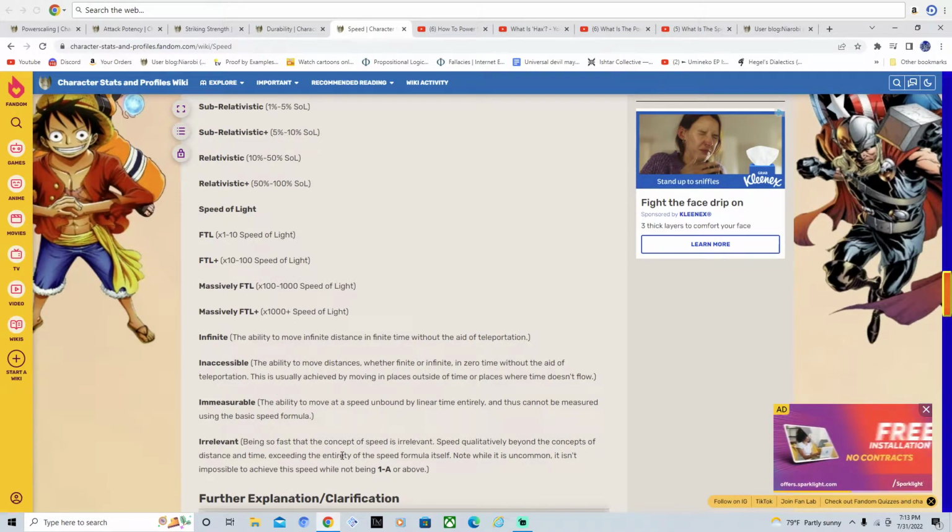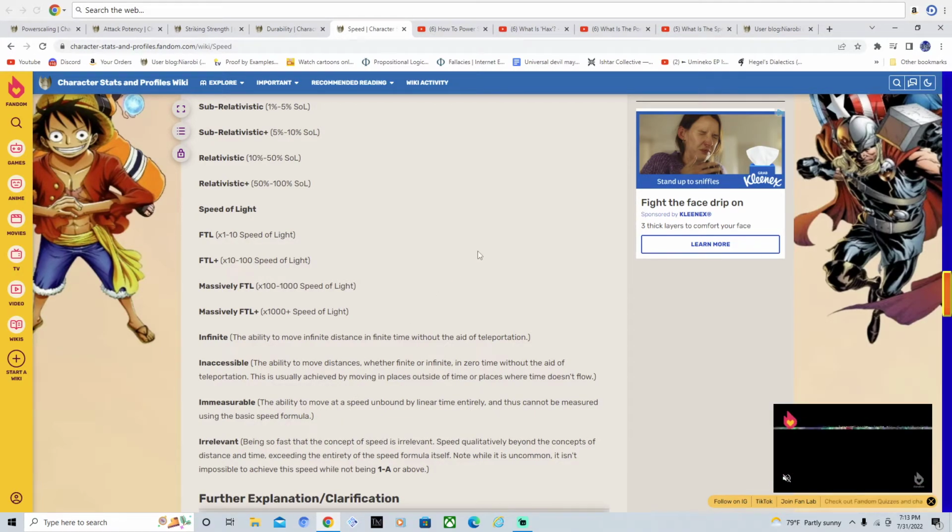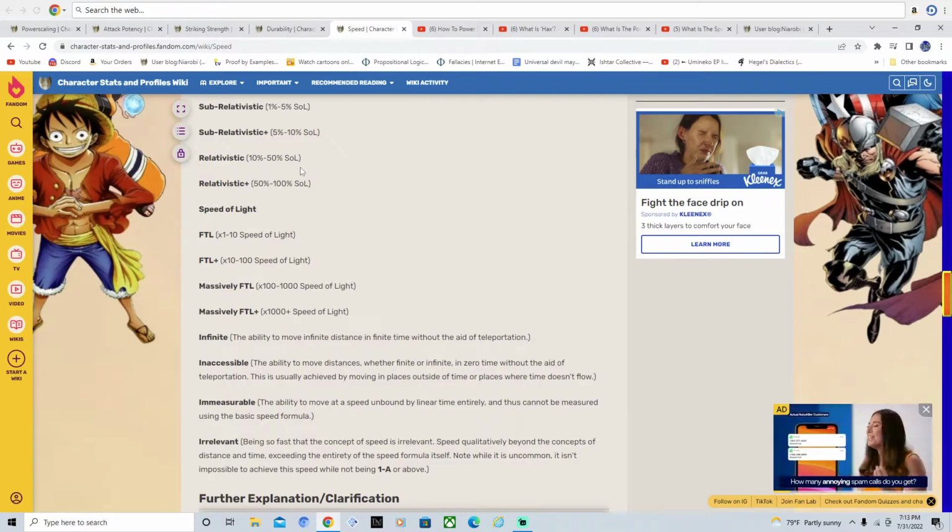Immeasurable speed is when you're able to outright ignore time itself. Time no longer applies to you. Inaccessible speed means you're able to move in a space without time or in zero time. If I'm able to move from point A to point B, it could be 100 feet, could be 500 feet, in a space with no time, then I am a certain level of inaccessible speed.